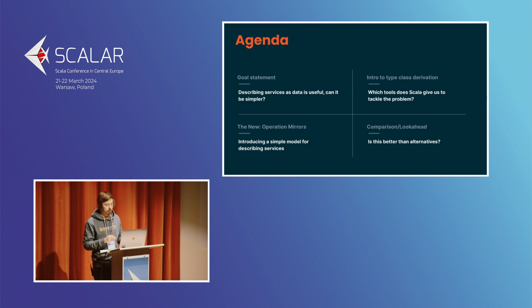The way I'm going to do it is through type class derivation, which is a feature in Scala 3. There were some macro libraries in Scala 2 that do the same thing, but I'll be focusing on the Scala 3 implementation. Then I'll introduce my new mechanism, which is an extension to the derivation mirror framework, to describe operations instead of data structures. And then I'll compare it to the aforementioned Smithy and the other one, Tapir.